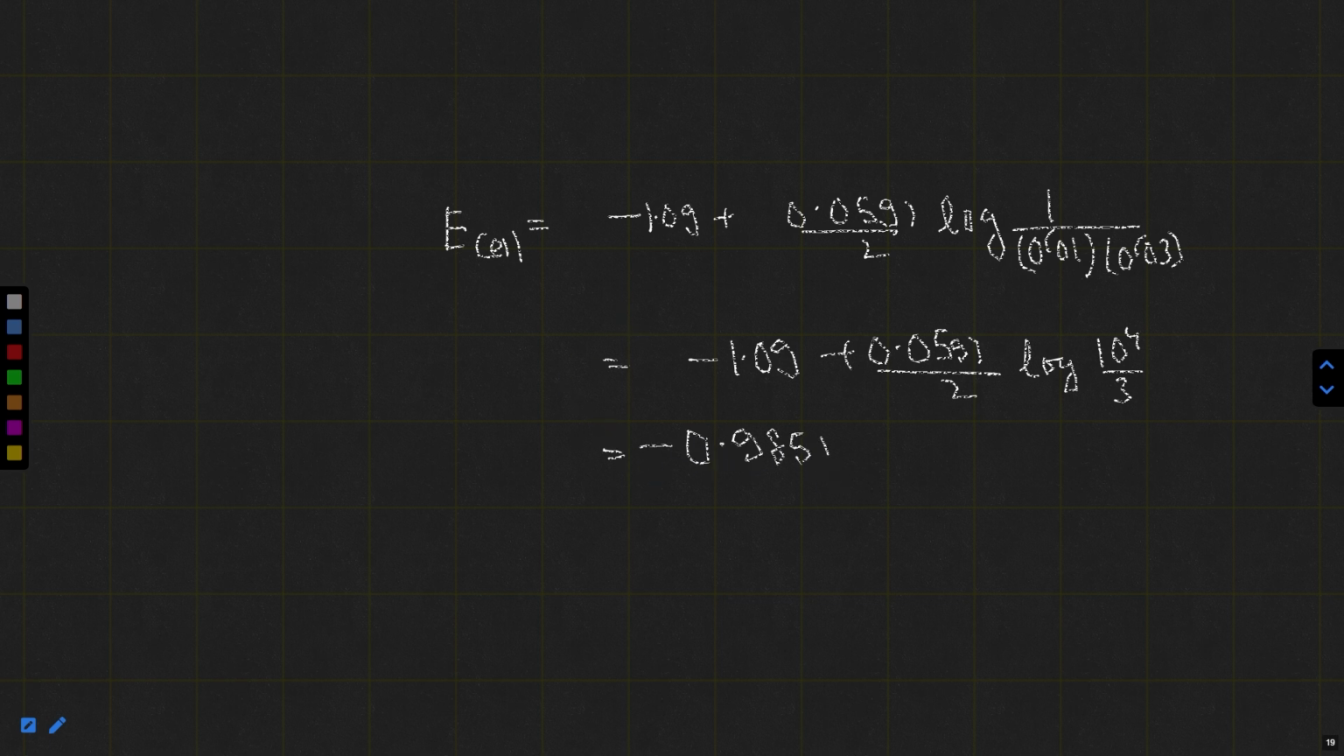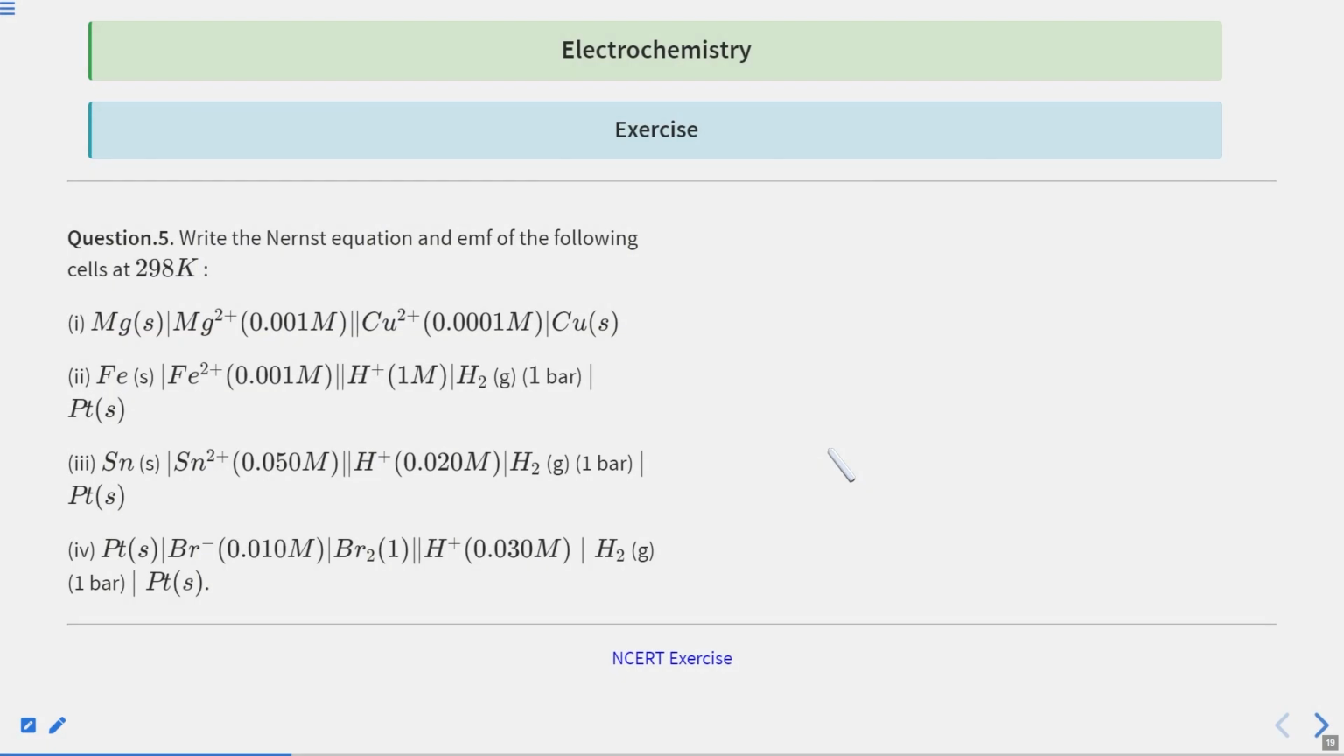Is it clear to all of you? So we have done a very good question here. Very important concept has been covered. For this question, you must know how to convert this cell representation into reaction. Second, you must be very aware what is the Nernst equation, and what the significance of each of these values is. Once you put the values, you will get your answer.